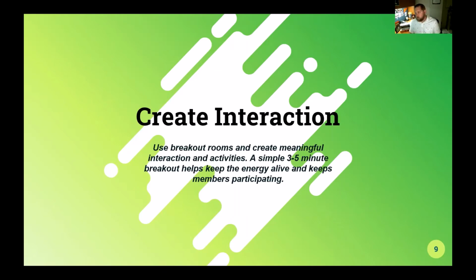So one tip I have for you is to use breakout rooms and create meaningful interaction and activities. So if your club organization has 25 people logging in, you might not have everybody participating, everyone interacting, because 25 is a lot of people to have on a Zoom screen, right? You feel like you have the Brady Bunch screen up. So you can create more meaningful interaction in smaller groups. So using a breakout room feature and doing like a simple 3 to 5 minute breakout helps keep the energy alive and keeps members participating.